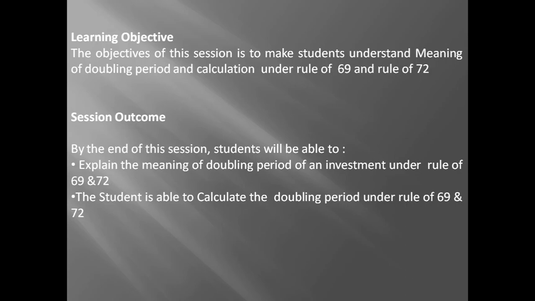The learning objective of this session is to make you understand the meaning of doubling period and how this doubling period can be calculated under rule of 69 and rule of 72. By the end of this session, you will be able to explain the meaning of doubling period of an investment as well as calculate the doubling period under rule of 69 and 72.